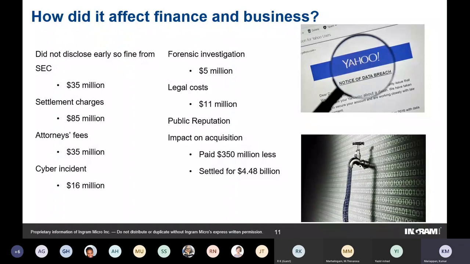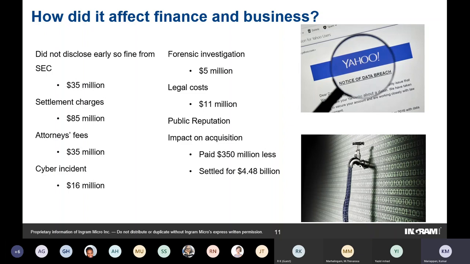Attorney's fees cost around $35 million. Cyber incident response cost them around $16 million. Forensic investigation cost around $5 million. Additional legal costs were around $11 million. All this could have been prevented if they had a proper cybersecurity program in place. It shouldn't have been a reactive program alone; it should have been both proactive and reactive. And a proper data breach recovery plan would have saved them millions.